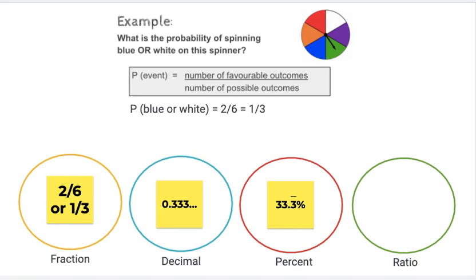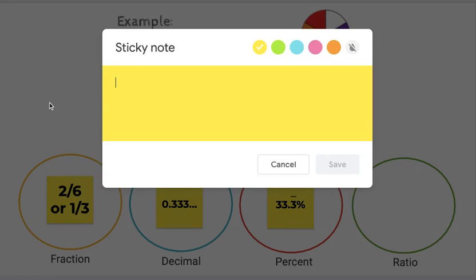And finally, we need to convert our probability into ratio notation. I would recommend looking back at your fraction form and just swapping out that fraction line for a colon. So for a fraction of 2/6, you would write the numerator of 2 followed by a colon and then the denominator of 6. Or that can be simplified to a ratio of 1 to 3.